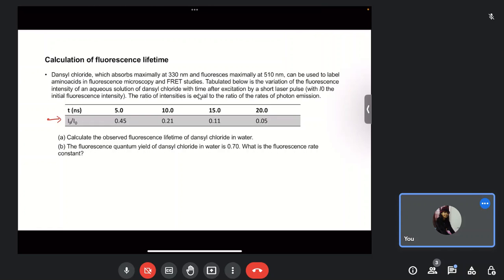So the given here is I_F by I_0. We know that the fluorescent decay follows first order kinetics, where I(t) is equal to I_0 exp(-t/tau), where tau is the fluorescence lifetime.